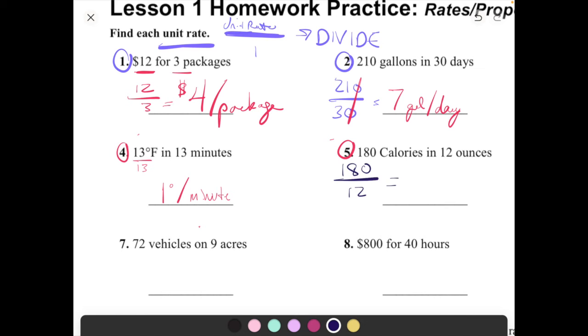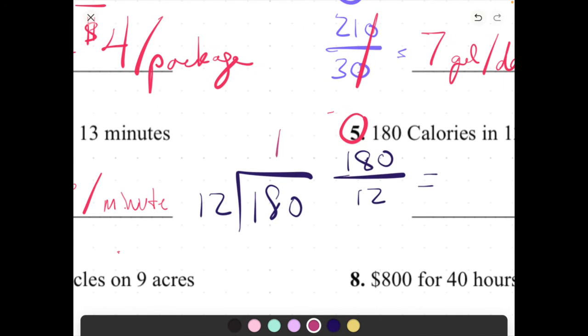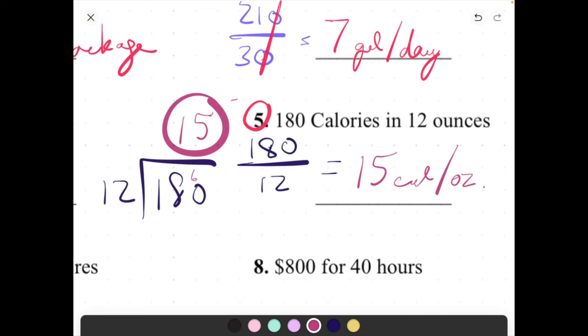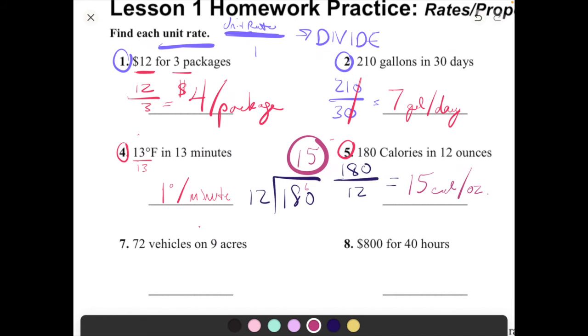And again, if you don't know, you can build a house. Top number always goes in, bottom number always goes out. 12 into 18 one time. Now, I like this shorthand division. That is 12. I know that when I subtract 12 from 18, that gives me 6. You carry that 6 over. 12 goes into 65 times. There are 15 calories per, backslash means divide, per means divide, per ounce. I'm going to use OZ for ounce.